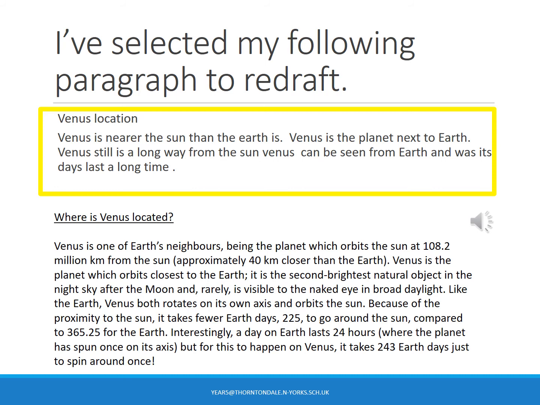I've also changed how the sentences start, so it's not always with the noun Venus. So I've used words like interestingly or like the Earth, comma. And I've also used a variety of punctuation, so brackets for extra information, semicolons to join linked sentences, and commas for extra information also.